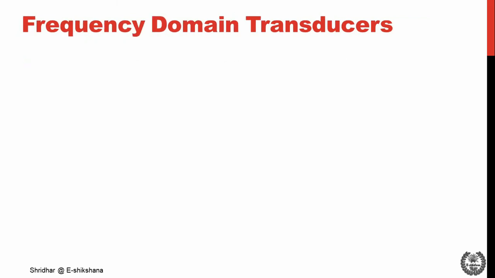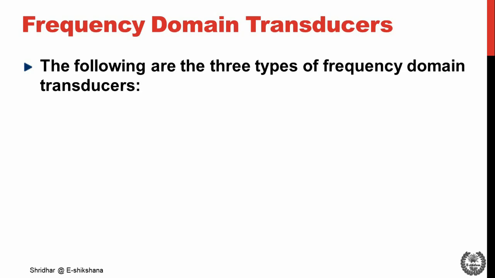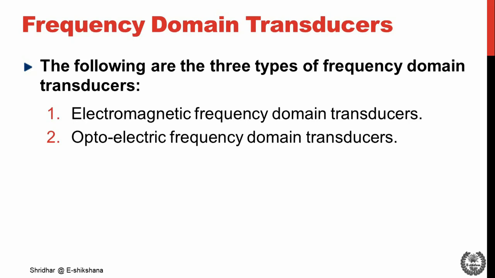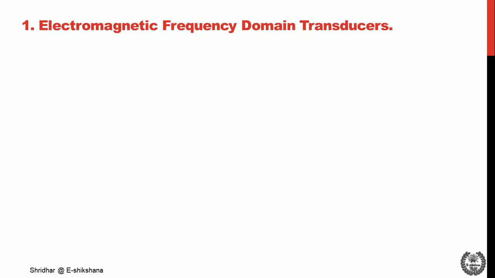Frequency domain transducers. The following are the three types of frequency domain transducers: electromagnetic frequency domain transducer, opto-electric frequency domain transducer, and vibrating string transducer. The output of these transducers is in the form of pulses or a sinusoidal waveform, the frequency of which is a measure of the amplitude of the physical variable. First, we'll start with the electromagnetic frequency domain transducer.